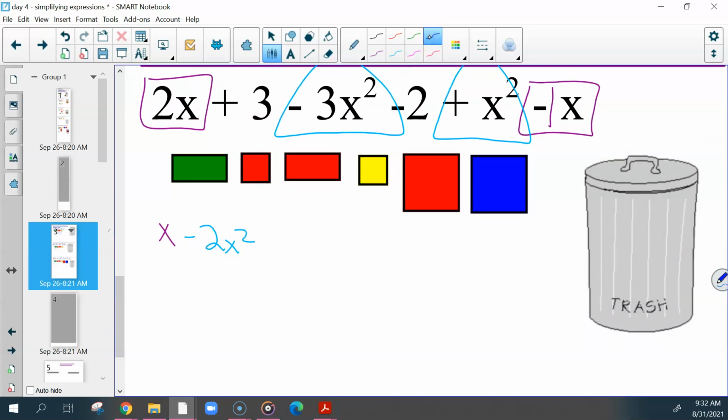And then those last like terms, positive 3 and negative 2. 3 minus 2 would give us 1. Positive 1. So the way I have this right now is not the order we want to see it. Variables with exponents need to come first. Then variables with no exponents. This is a positive, so we're going to add. And then just constants. And if you look back at when we did it with algebra tiles, that should be the same answer.